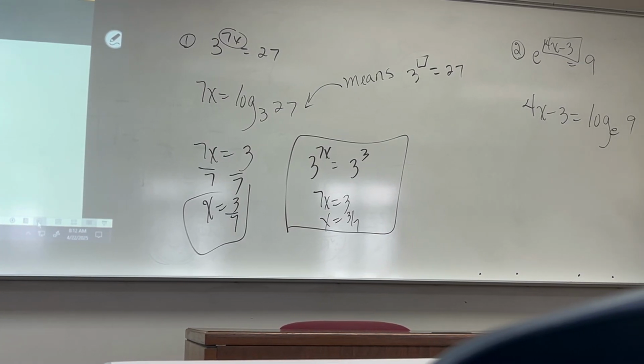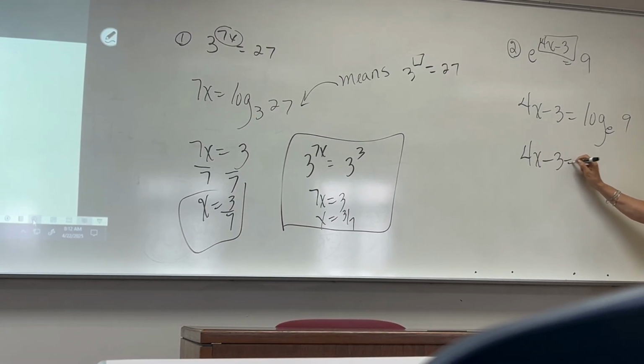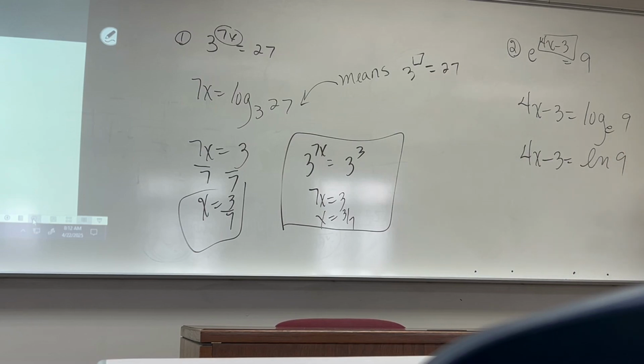Well, log base e is a special log. It's called the what? The natural log. So I'll just write natural log of 9. So ln just means log base e. Now just want to get x by itself. So what do I do to solve for x? Add 3.